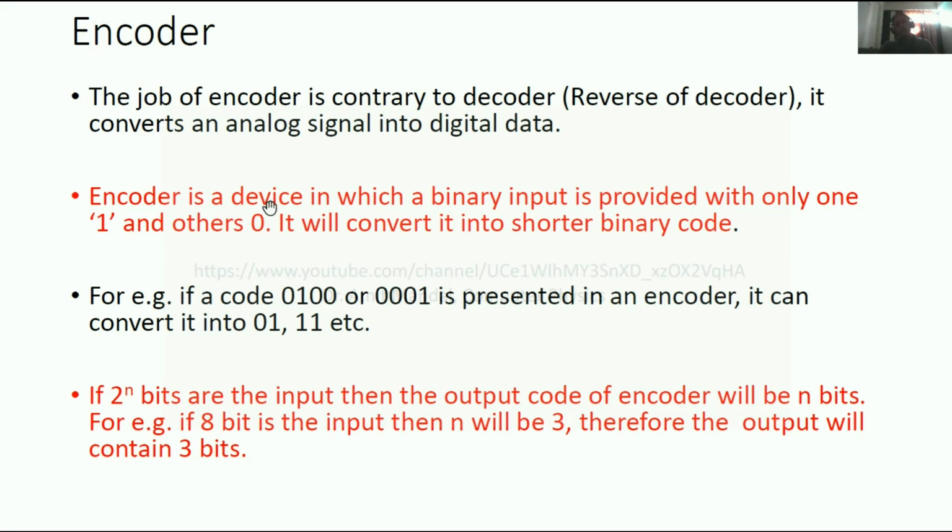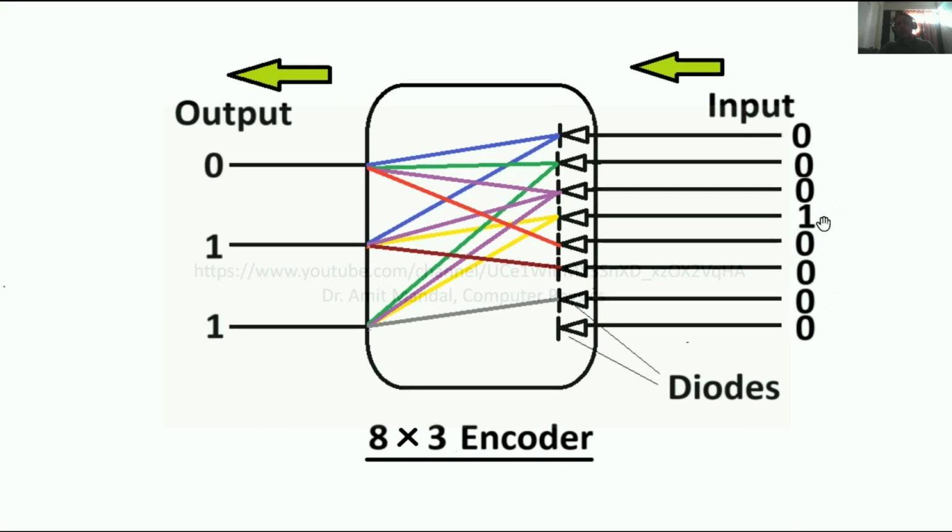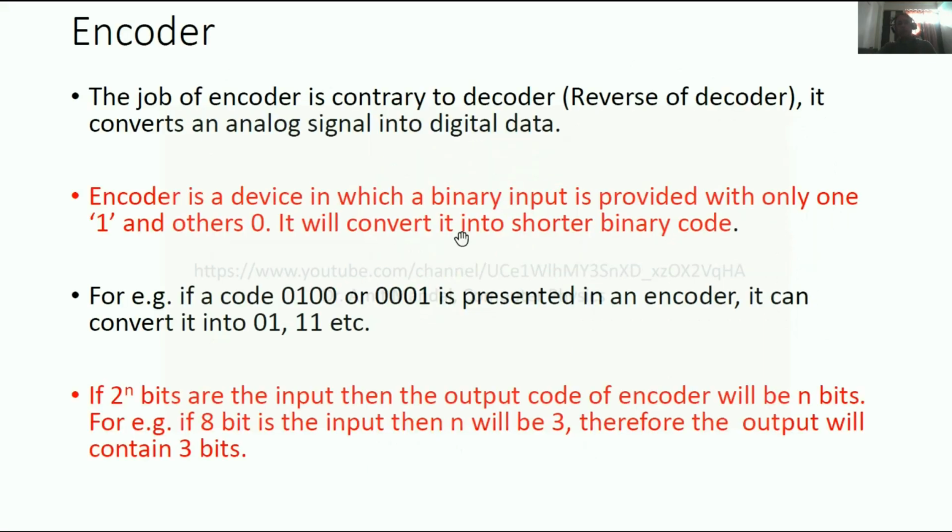Now in the encoder, the input will contain n bits. However, only one bit will be 1. You can see over here that this is the input. All the inputs are 0 except one 1. Similarly here also only one 1 is there and the rest are all 0. So among all input bits only one bit will be 1, the others will be 0, and it will convert into a shorter code. Suppose the input to an encoder is 0110 or 0001, then it can convert into a short code, this 0110 to 01 and 0001 to 11 like this.